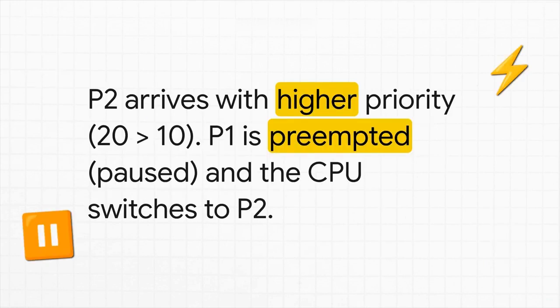Okay, 1 second has passed. It's now time equals 1, and boom, P2 arrives. The scheduler looks at P2 and sees its priority is 20. Now remember, P1, which is currently running, only has a priority of 10. So what happens? Preemption. The scheduler stops P1 dead in its tracks, puts it on pause, and immediately switches the CPU over to the more important job, P2.